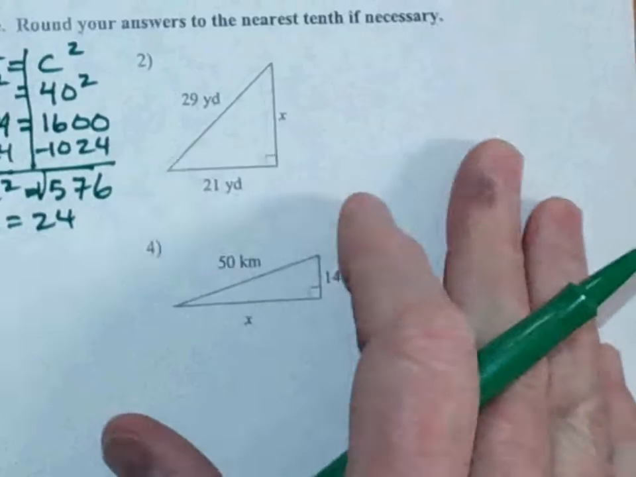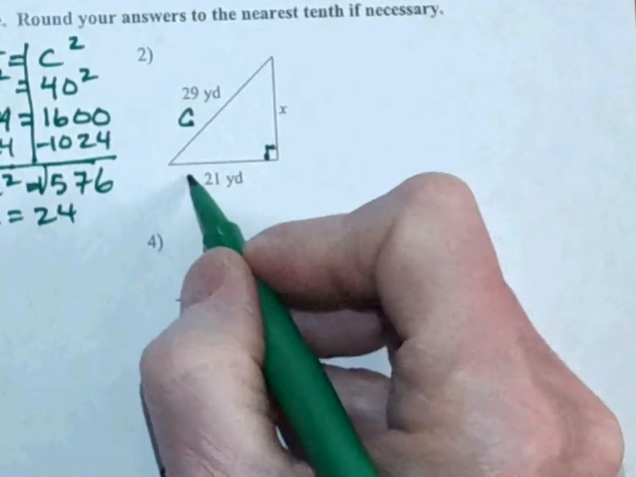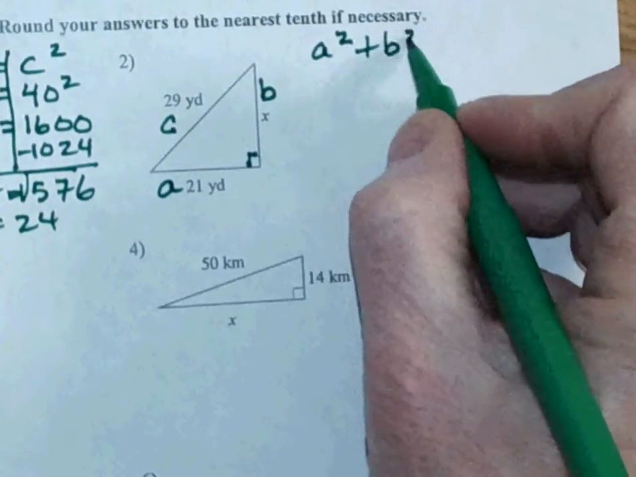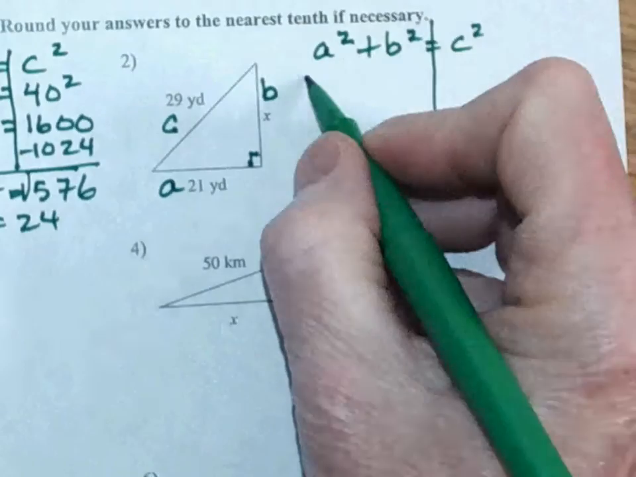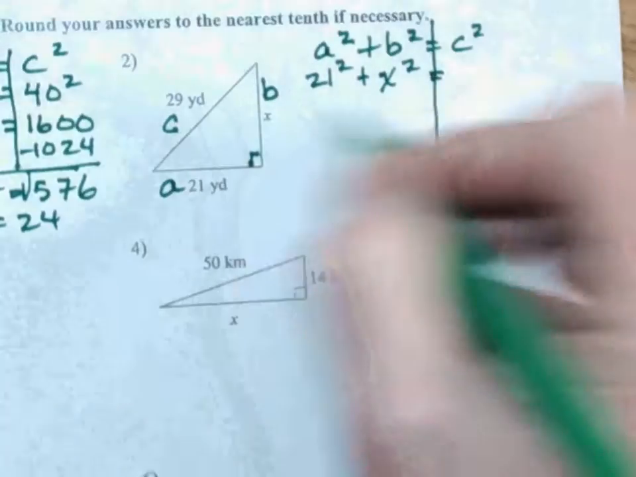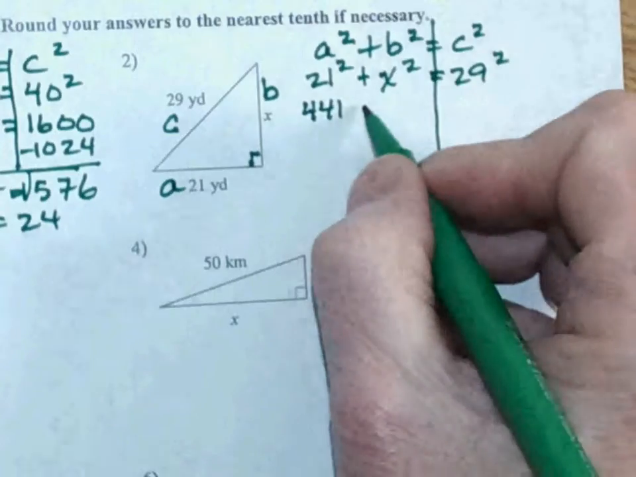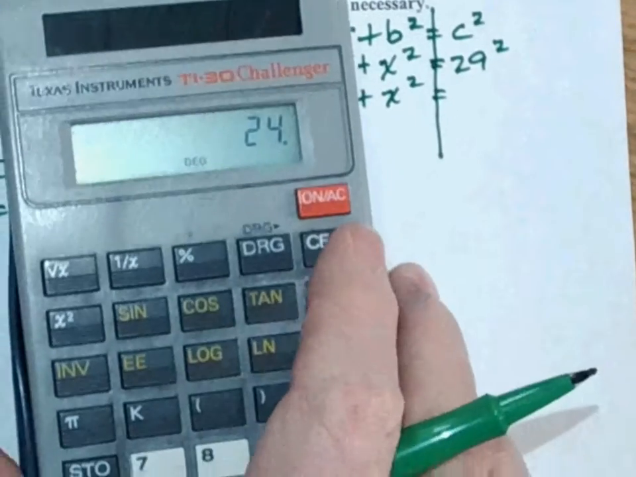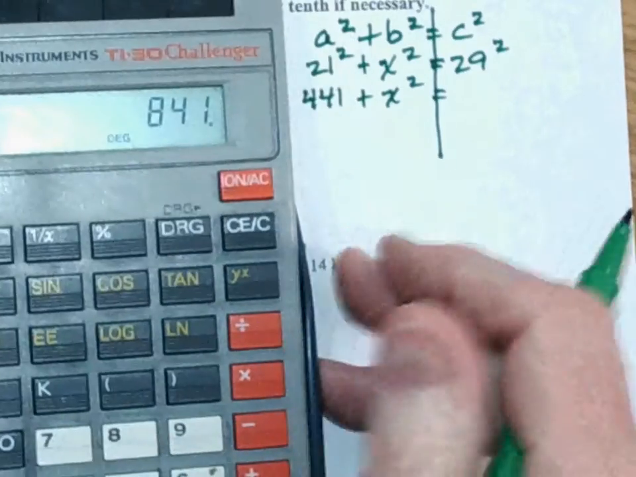Alright, number 2. The side opposite the right angle is C, and it doesn't matter what I call A and B. A squared plus B squared equals C squared whenever you have a right triangle. A I call 21, B I call X, and C I call 29. 21 squared is 441. 29 squared, I think I know what it is, but let's just double check. 29 squared is 841.